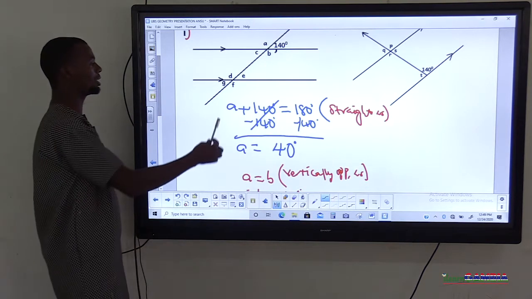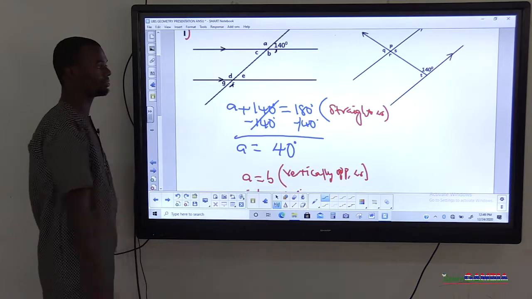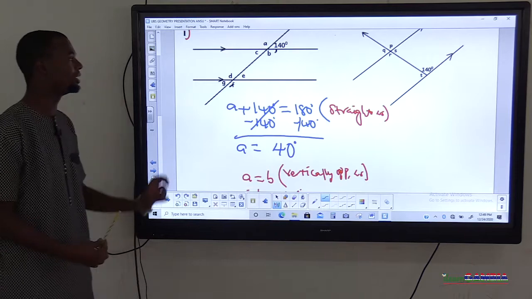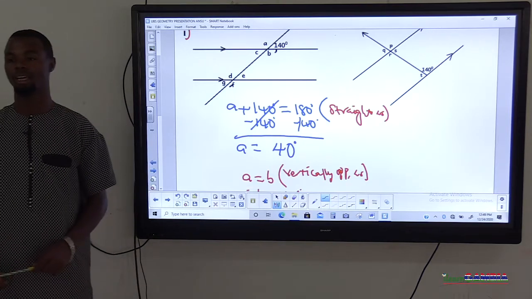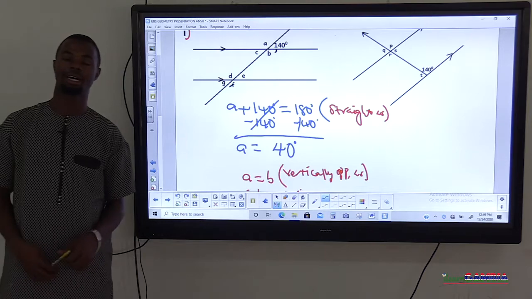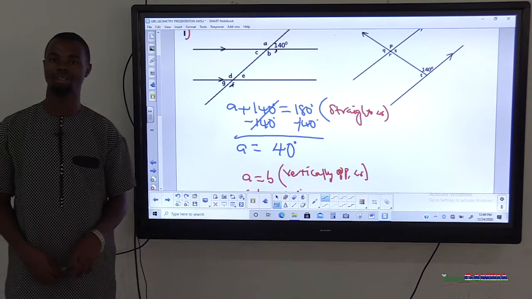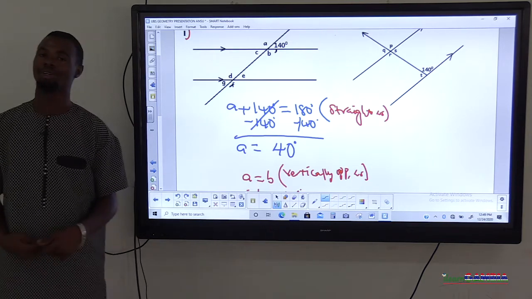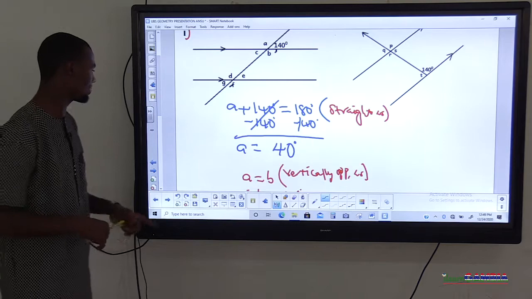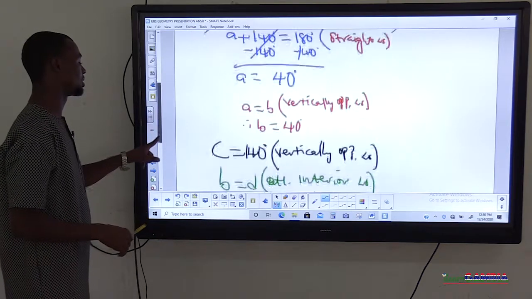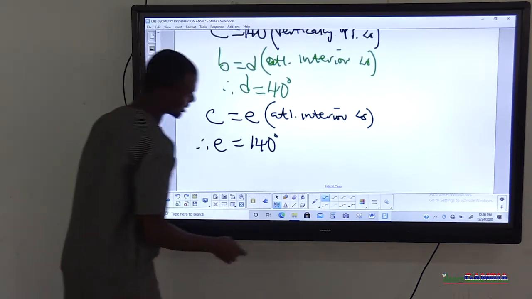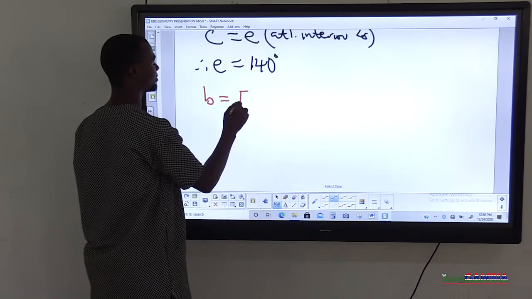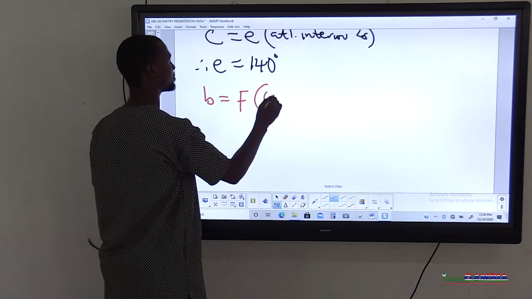So we go for letter F. We take F and B. B is an interior angle, F is an exterior angle, and they are on the same side of the transversal, non-adjacent. What type of angle do we call them? We call them corresponding angles. F is equal to B. So we say B is equal to F, or F is equal to B. Reason: corresponding angles.